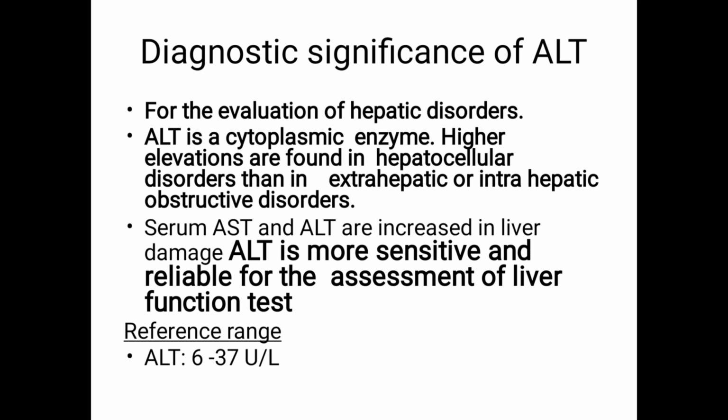Serum AST and ALT are increased in liver damage. ALT is more sensitive and reliable for the assessment of liver function test. This point in ALT you have to mention. See, the normal range is almost the same for AST and ALT, nearly 6 to 37 units per liter. Some books give a little bit of difference, some books may give 40. Don't worry. So remember that ALT is more sensitive and reliable for the assessment of liver function tests.